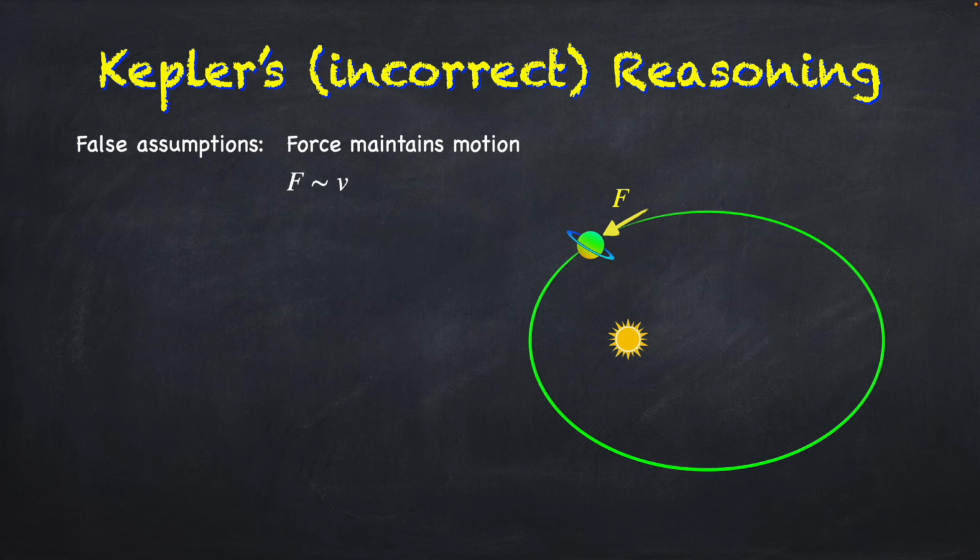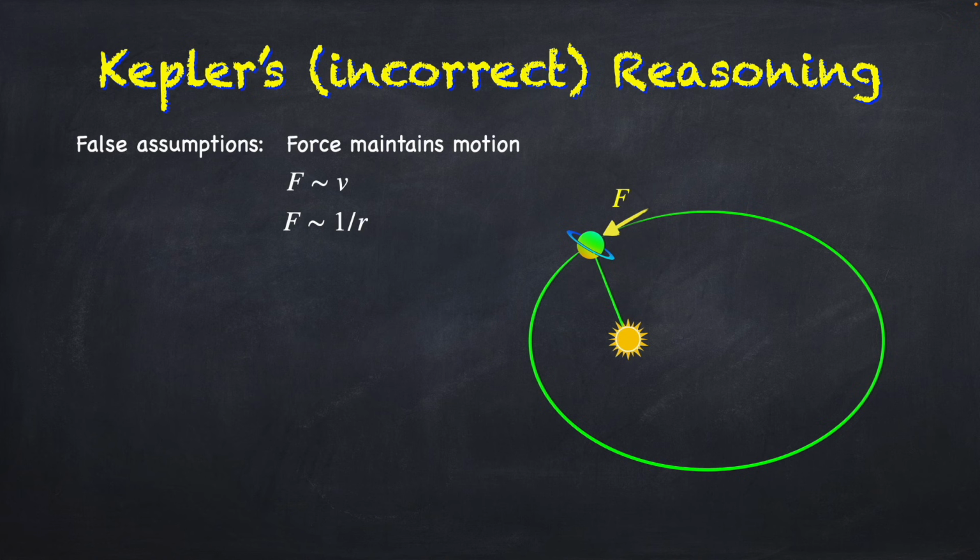And he reasons, well, if the sun's really far away, the planet probably doesn't know about the sun, so the force should decrease with distance. And he guesses that the force should be inversely proportional to the distance to the sun. So r here is the distance between the sun and the planet, the length of this green line. He's now going to combine all these to come up with his second law.